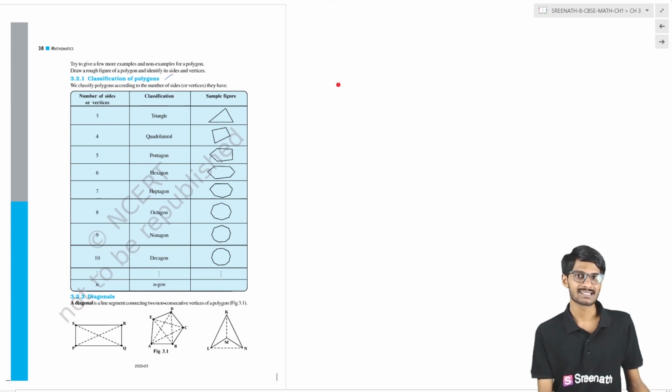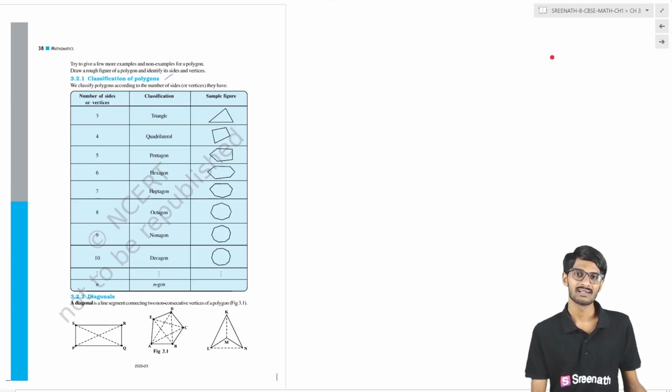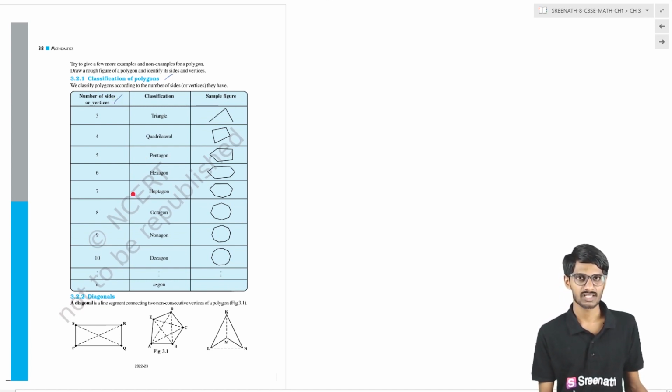So, basically we have understood the definition of polygons, that is, simple closed curves that are formed by line segments. We call that polygons. And what is the classification of polygons? Based on the number of sides or the vertices, we have classified the polygons.